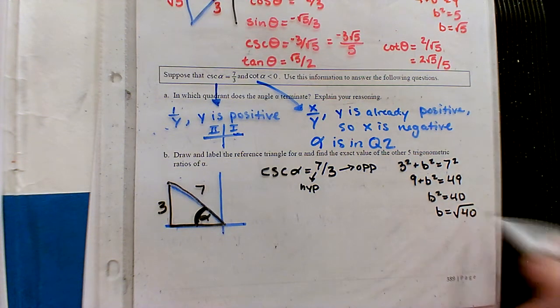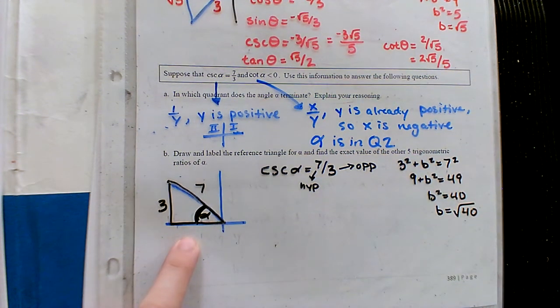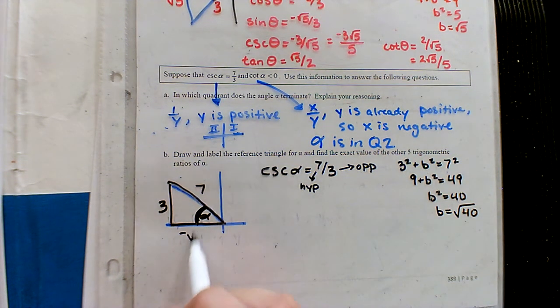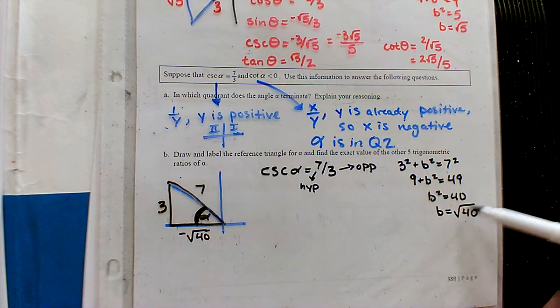Looks like we get the square root of 40. Does that need to be positive or negative? It would be negative. All right, so negative square root of 40. If you feel like rationalizing the square root of 40, like taking out a perfect square, you could do that. I'm not going to make you do that. If you want to leave it the square root of 40, that's fine. But if you did want to rationalize it, it would be 2 square roots of 10.